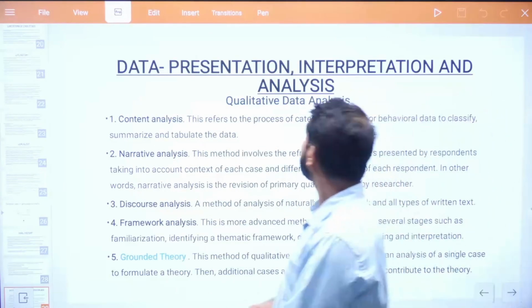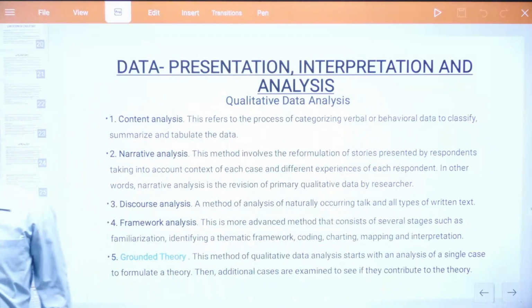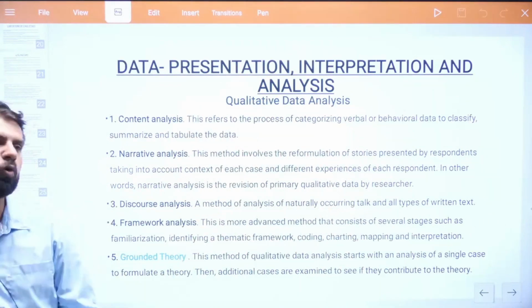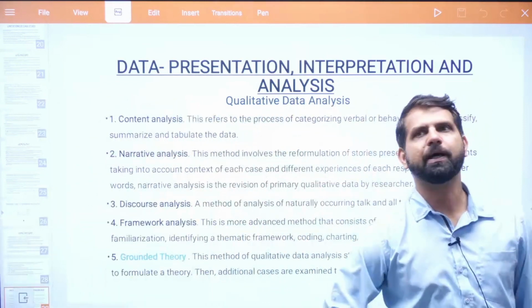Okay. Now, data presentation, interpretation and analysis. So you see, you have data with you. Now what to do with that? You have collected data. What to do with that?